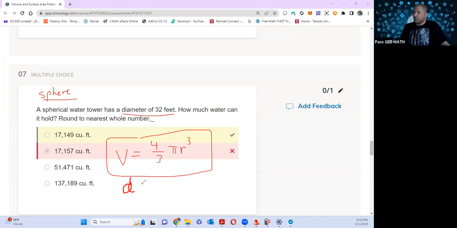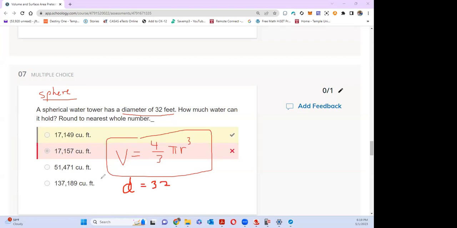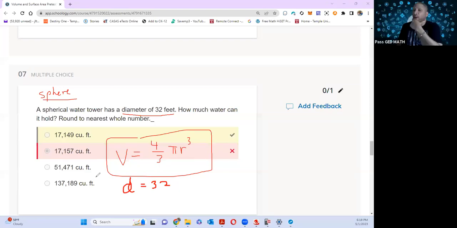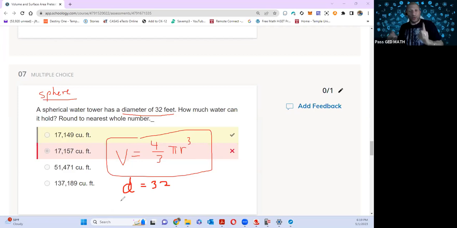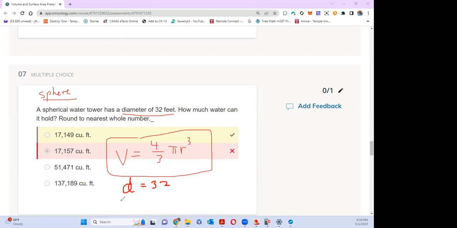So what do I do? If they gave you the diameter and they asked for the radius, you have to divide it. Divided by what? Divided by 2. Very important for you to know that. The radius is half the diameter, so your radius is 16. Now, we have our formula.